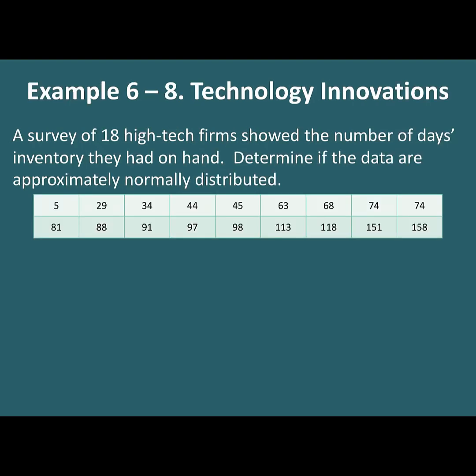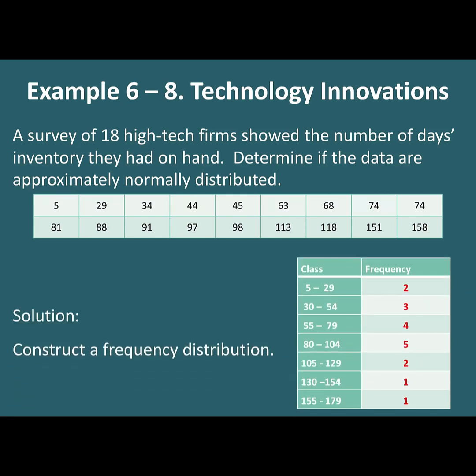Let's do an example. A survey of 18 high-tech firms showed the number of days inventory they had on hand. Determine if the data are approximately normally distributed. First, we will construct a frequency distribution. You'll notice here that we have classes 5 to 29, 30 to 54, 55 to 79, and so on. And the frequencies of each class is shown here. There are 2 high-tech firms that are in the 5 to 29 range, 3 tech firms that are in the 30 to 54 range, and so on.